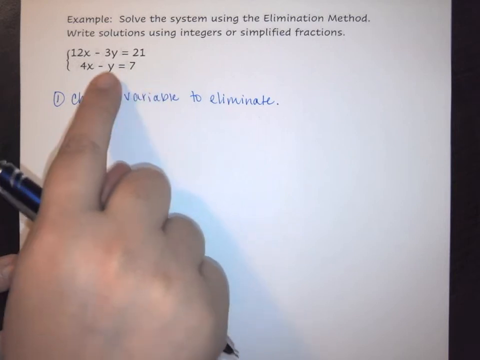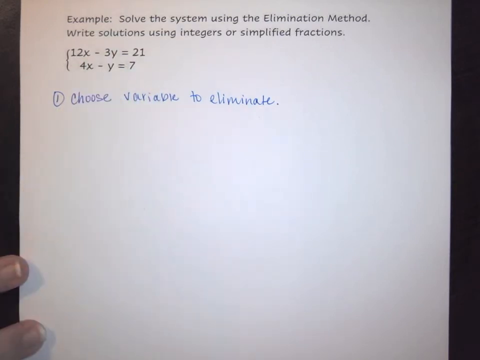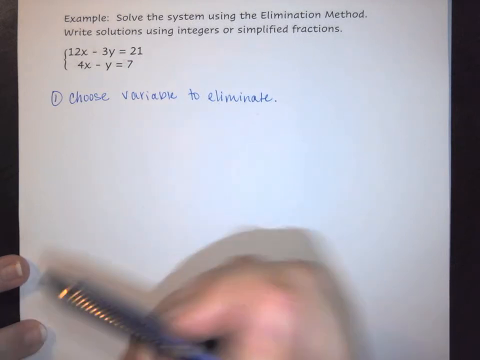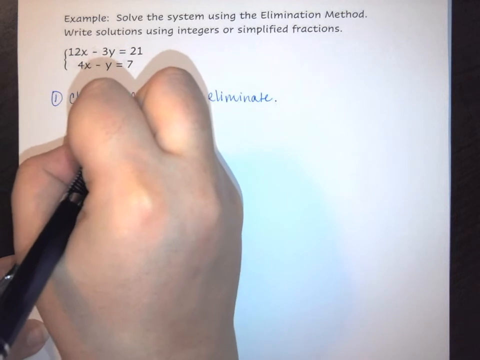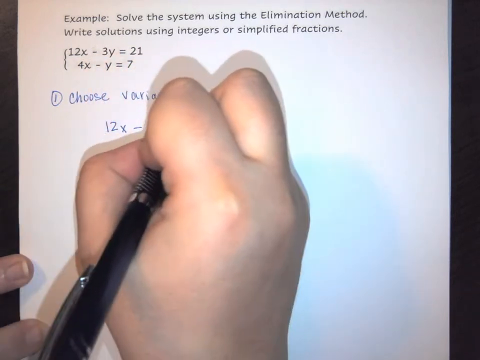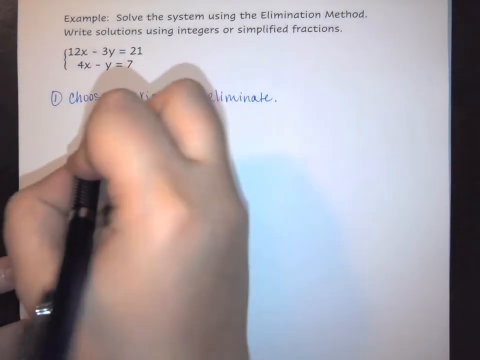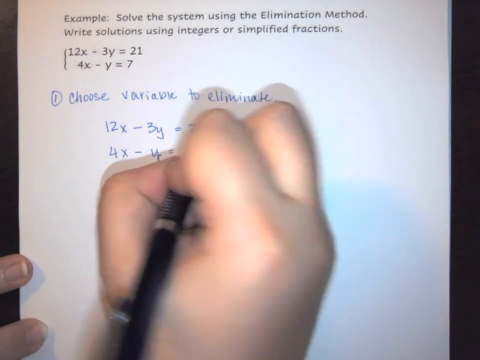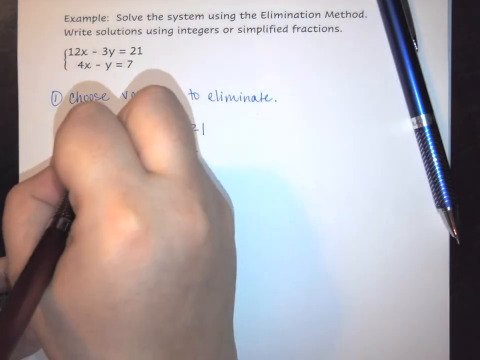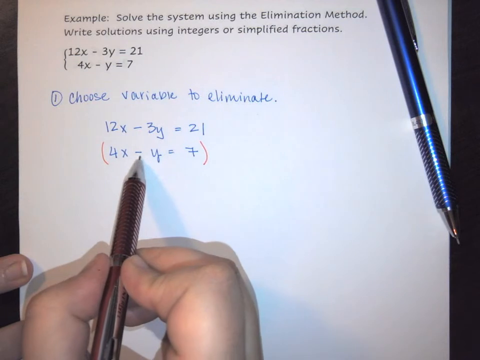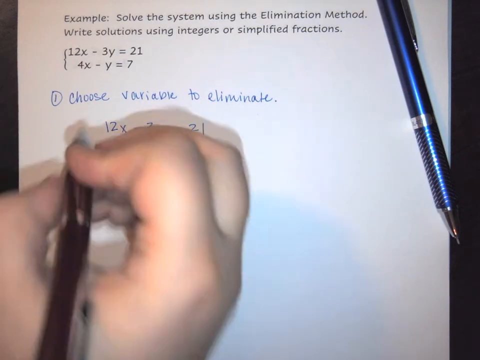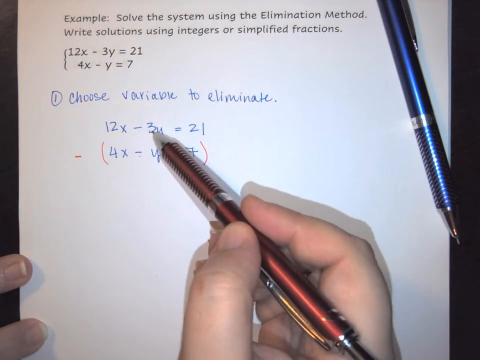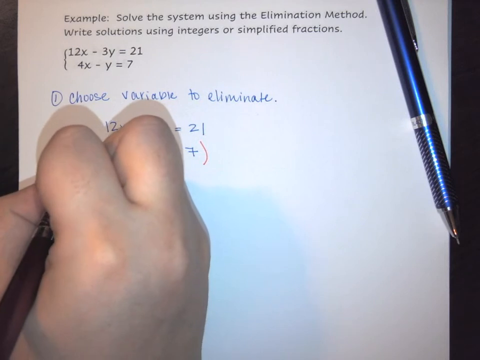So here, sometimes in order to eliminate, you're going to have to multiply one or both of your equations by a constant to force your coefficients to be the same. So I'm going to have my 12x minus 3y equal 21 stays the same. And when I'm looking at my bottom equation, I have 4x minus y equals 7. Well, I have to multiply this by something. Now I want an opposite sign, so both of these are negative, so I need to multiply it by a negative. And I want my coefficients to be the same. So this is a 3, so I need to multiply by a negative 3.